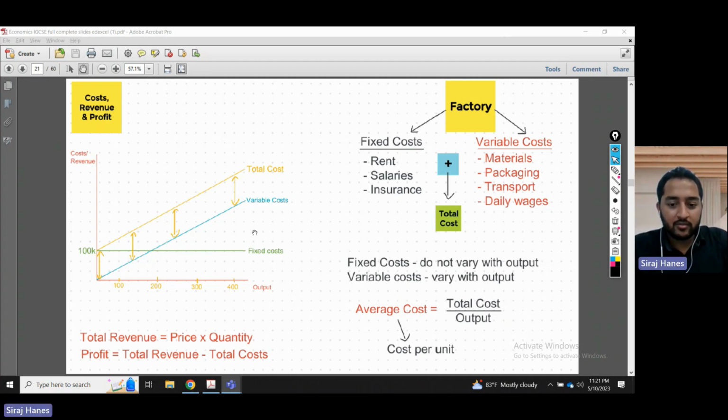Let's look at these curves before we come to this section, okay? Fixed cost, like I said, rent, say $100,000. Fixed cost. It's fixed. It will not change whether your output is increasing or not. The cost will not change. Variable cost, only when you produce, only when the output increases, the cost increases. So it's starting from zero.